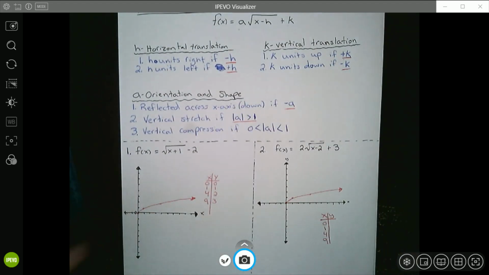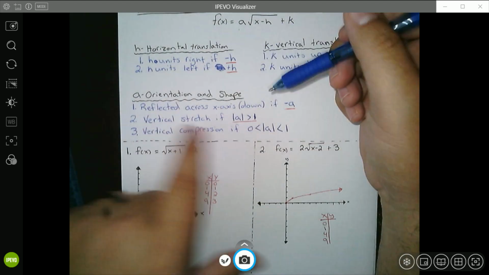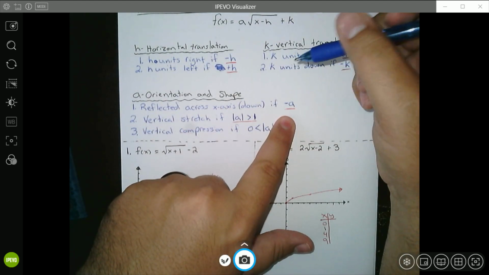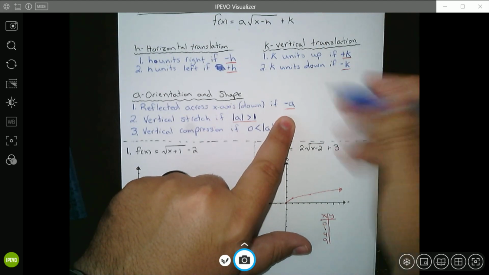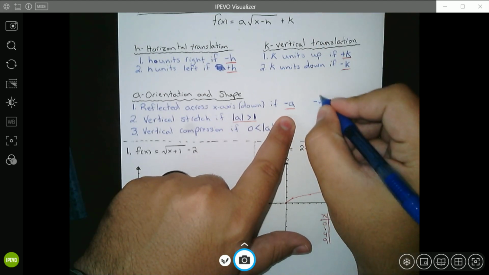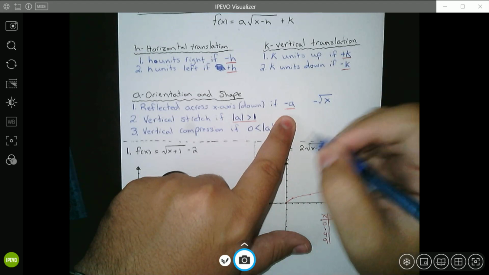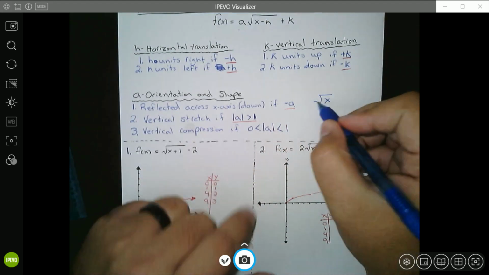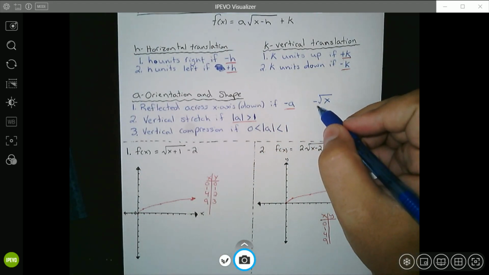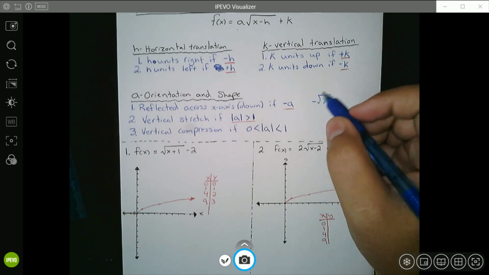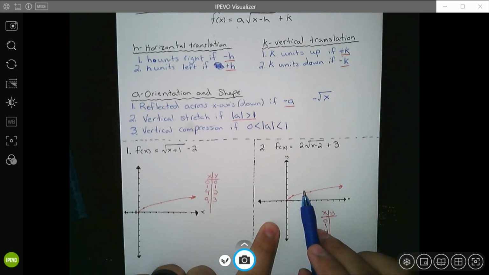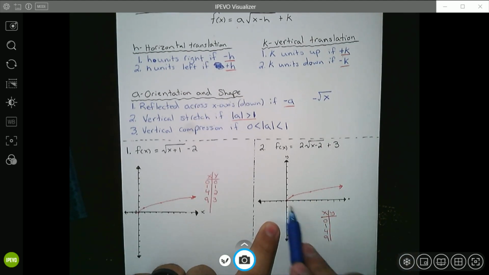So we have three different things we need to look at. The first one, we're going to just take what the value is, and look at whether it's positive or negative. If it is a negative a, for example, we could have negative square root of x. If whatever that term in front of that square root is negative, it means it's reflected down. So instead of it looking like this, it's going to be reflected to look somewhere down here.